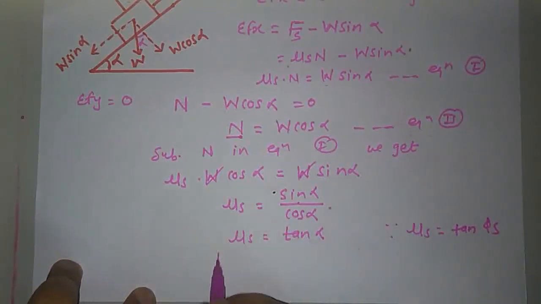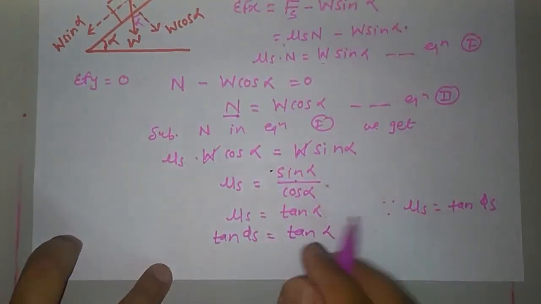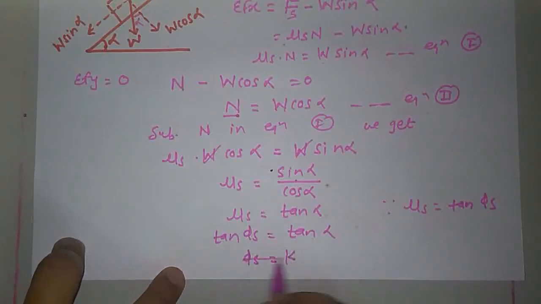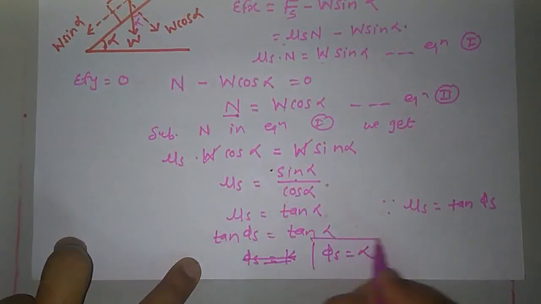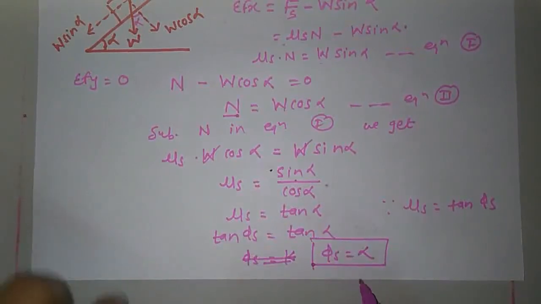So put this value here. Tan phi s is equal to tan alpha, and finally we write phi s is equal to alpha. So what does this indicate? The angle of repose is equal to the angle of friction. This is the relation between these two.